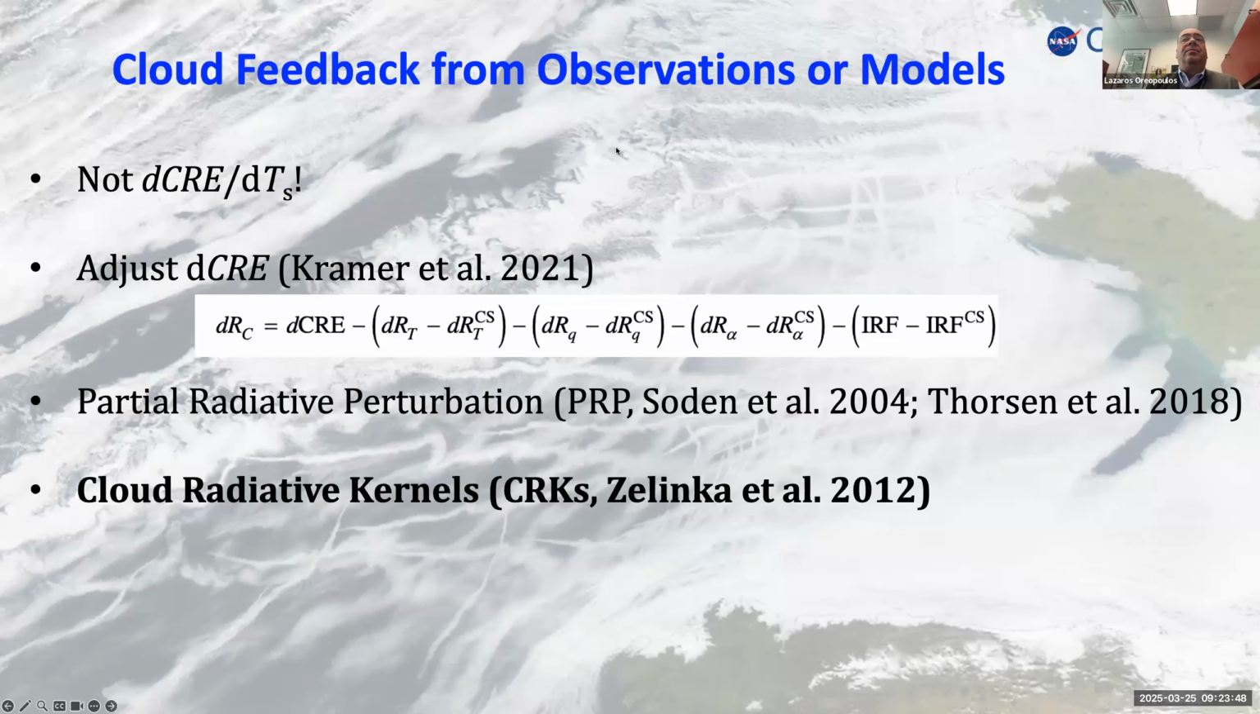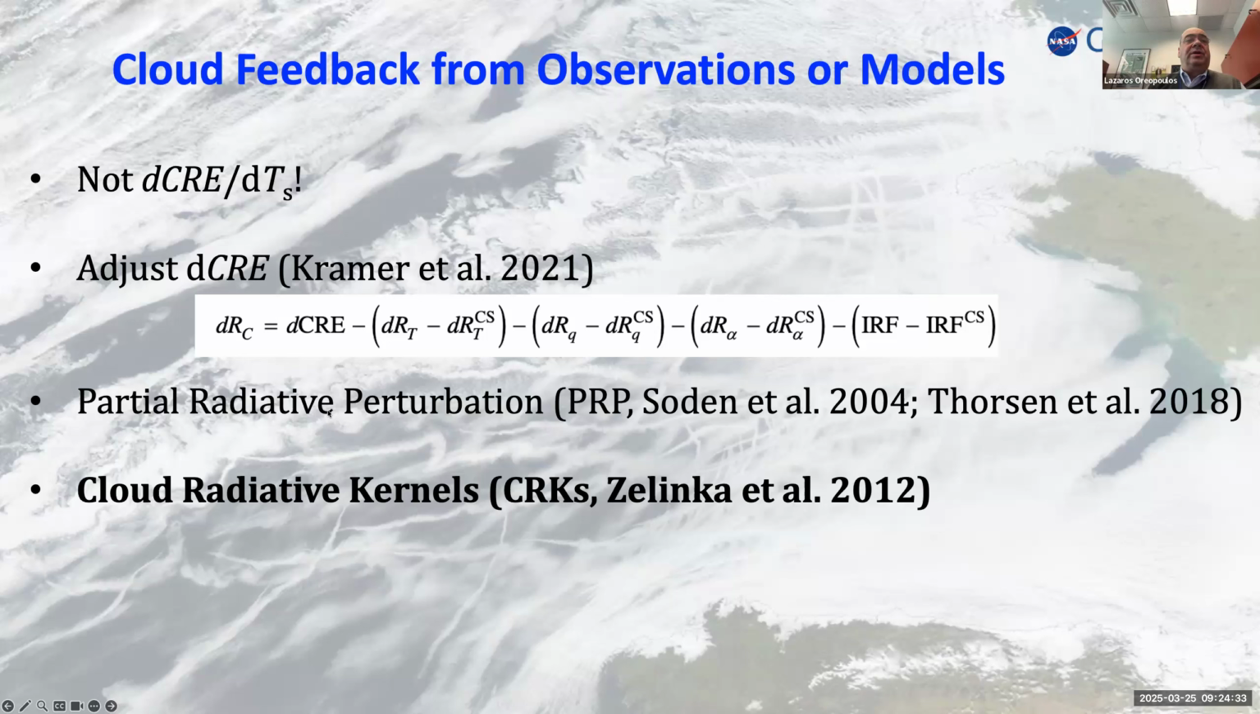I'm giving you a brief summary here about how cloud feedback can be obtained, either from observations or a model. What you probably know, but I'm highlighting here, is that it's not the change of the cloud radiative effect, which obviously also includes clear sky in the definition. What people have done, I think Brian showed and introduced this correction, and Ryan Kramer later implemented it, is basically to take the change in CRE and correct it for clear sky effects and masking effects.